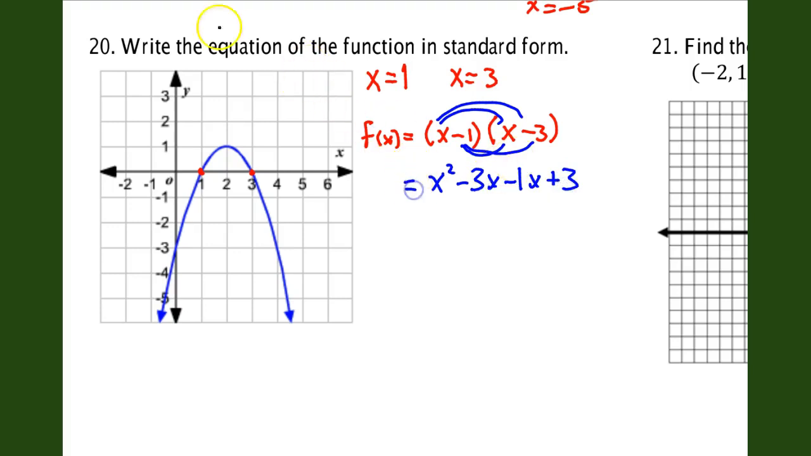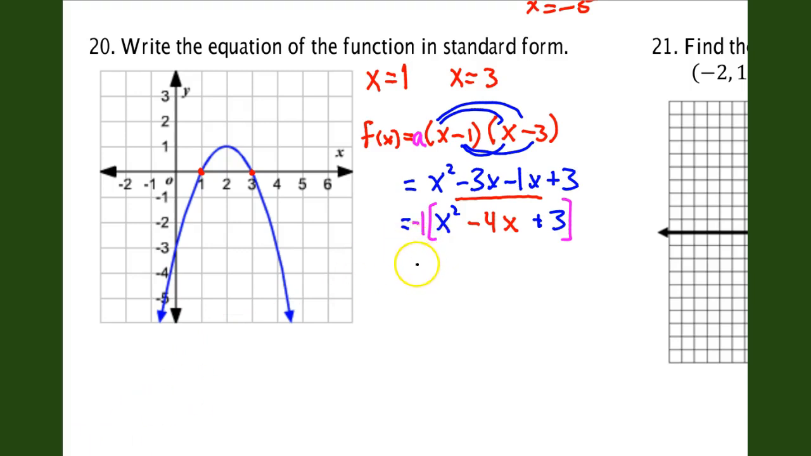Simplify this a little bit. This time the middles don't actually equal 0 and cancel, they just equal -4x. So we have x squared minus 4x plus 3. Now there's one more thing we need to watch for. You'll notice that this is opening down. So one thing we didn't look at before is that the a value, the number in front, controls whether this opens up or down. And since this is opening down, I'm going to set that a value to -1.